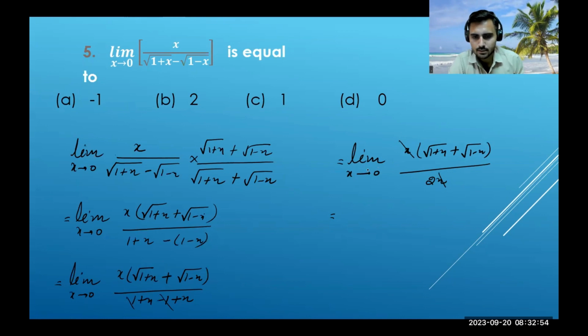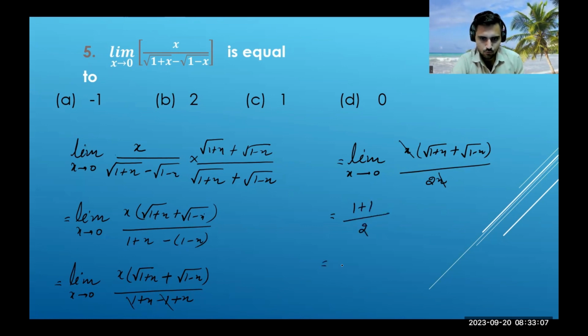Now we'll put the limit x tends to 0. What will we get in the numerator? In the numerator we have 1 plus 1, and here 2. So we'll get the answer 1, right? So answer C.